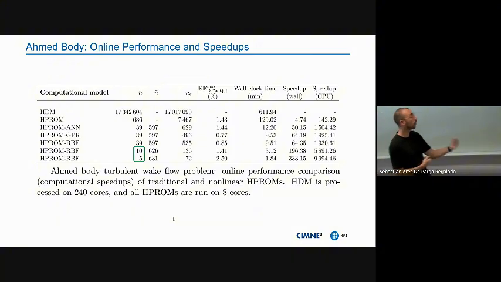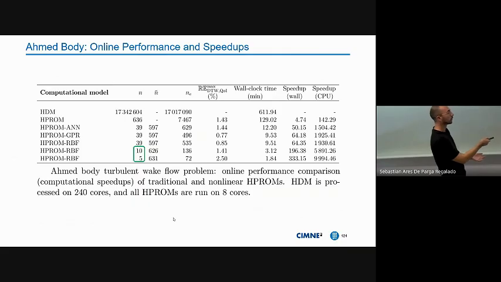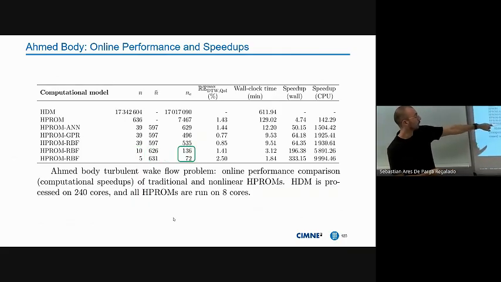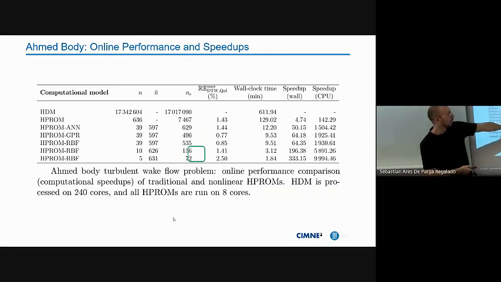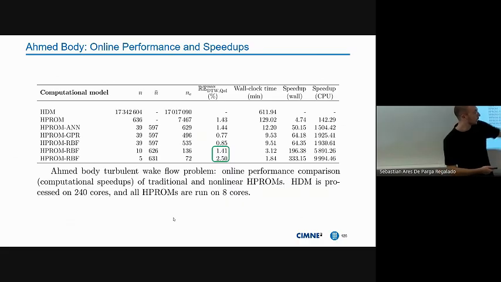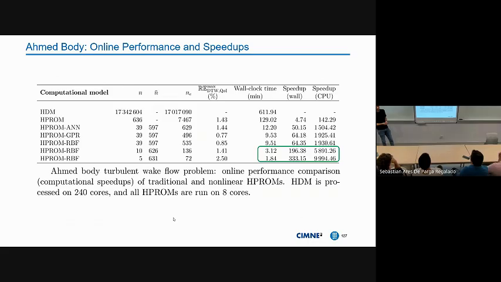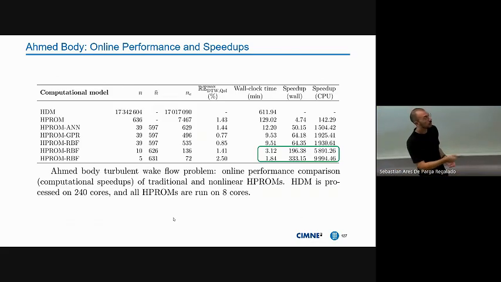This is one of the things that also needs to be highlighted. If we go even further beyond n equal to 10, and focus on the HP ROM RBF with size 5, the relative errors are still pretty good, at least from the engineering point of view, less than 5%. In this case, it's 2.5% error. We are solving the problem in only 2 minutes on 8 cores instead of 10 hours on 240 cores. So this gives us a speedup of almost 10,000 times if you combine the time and resources that you are using.